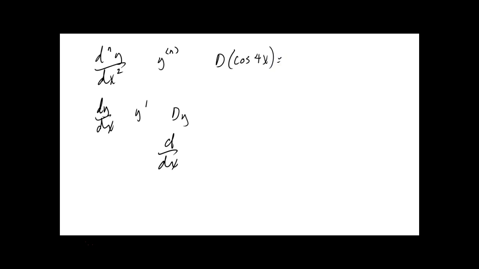What would you say that was? It means d by dx of cosine 4x, and what would that be? Negative sine of 4x, and put a 4 in front. That's it exactly. It's the same thing as d by dx. Okay? Same thing. Now, how about this? D of 5x cubed minus 6x squared. Got it. Very good. That's what we mean by capital D.